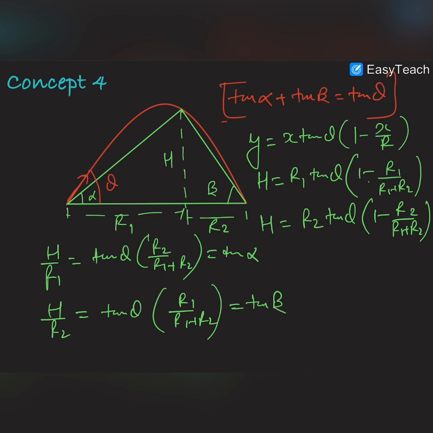Okay, so you can see that if we add up equation 1 and 2, then tan alpha plus tan beta would be equal to tan theta, which is common, into 1, so it is equal to tan theta. So this is the desired result which we wanted to obtain. Thank you.